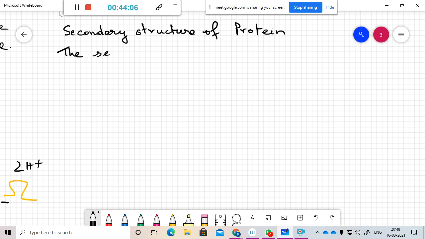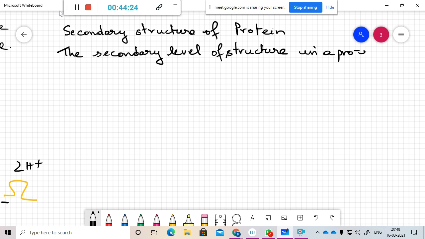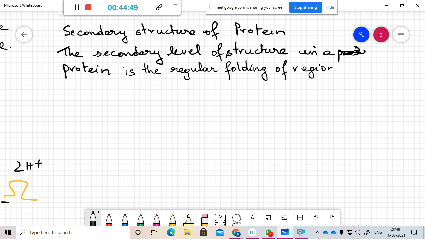So the secondary level of structure in a protein is the regular folding of regions of the polypeptide.